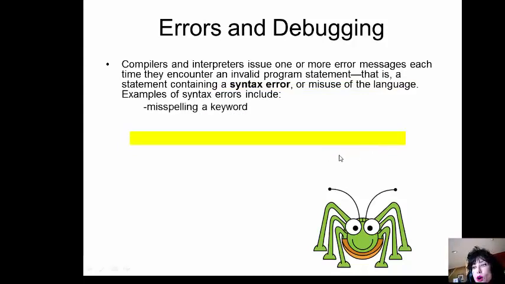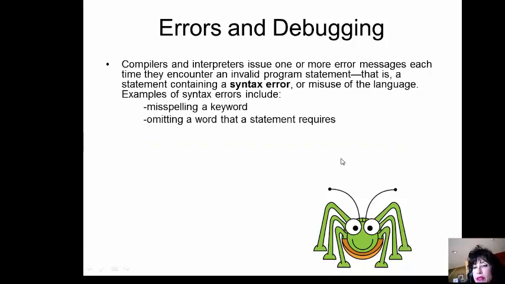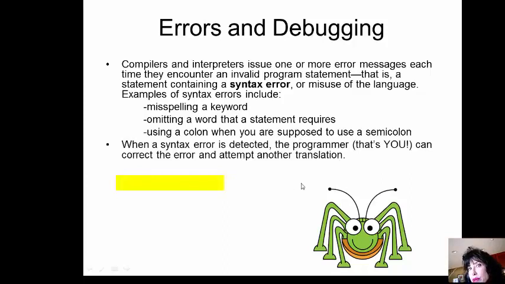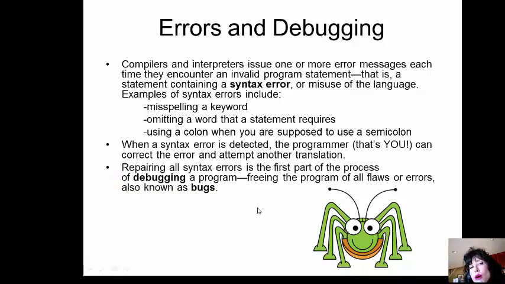Misspelling a keyword, omitting a word that a statement requires, and my personal favorite, you will run into this one more often than you like, accidentally using a colon when you're supposed to use a semicolon. I've done that one a million times, and I'll probably do more in the future. When a syntax error is detected, the programmer, that would be you, can correct the error and attempt another translation. Repairing all syntax errors is the first part of the process of debugging a program. And debugging means freeing the program of all flaws or errors, which are also referred to as bugs.